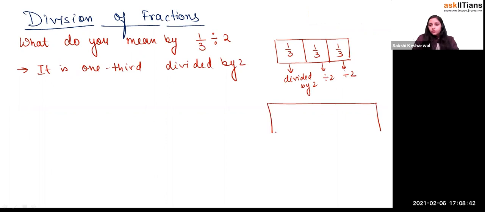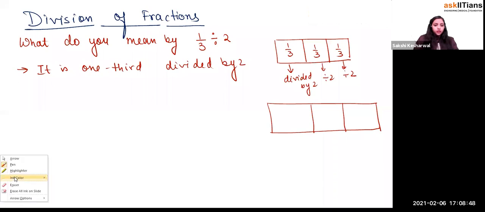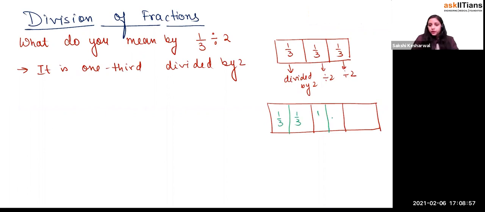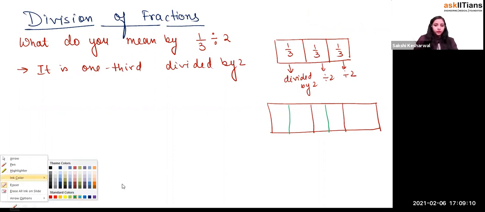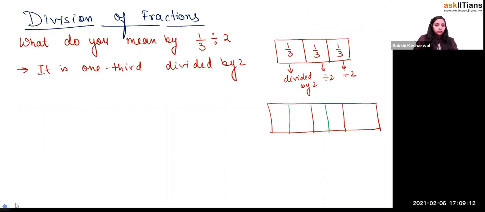Now, this was 1 by 3, this was 1 by 3, and this is 1 by 3, right? So you are going to divide this like this. It's getting into 2 parts, 1 by 3 and 1 by 3. Oh, my bad, I wrote 1 by 3, yeah. Wait a minute. Yeah, it's getting divided into what? Now see over here.